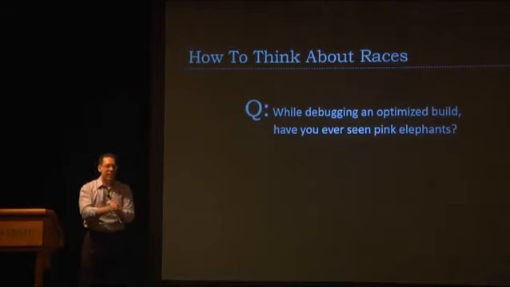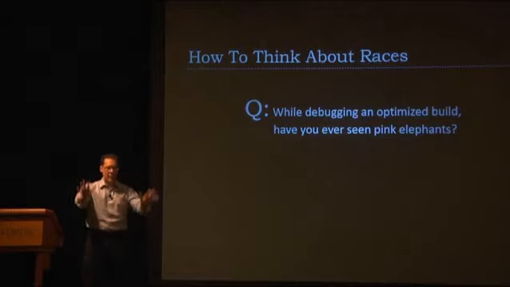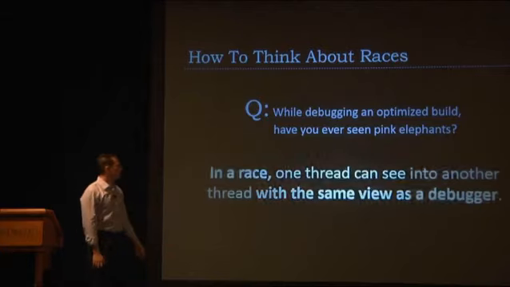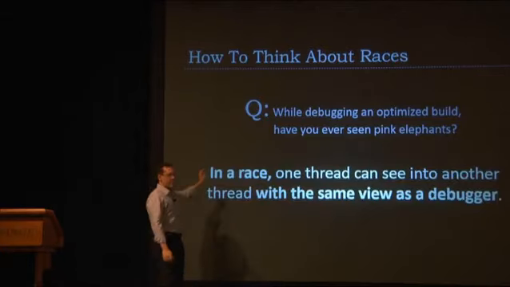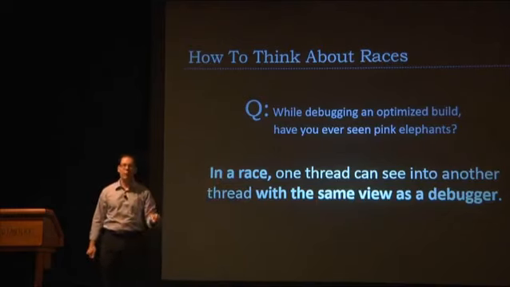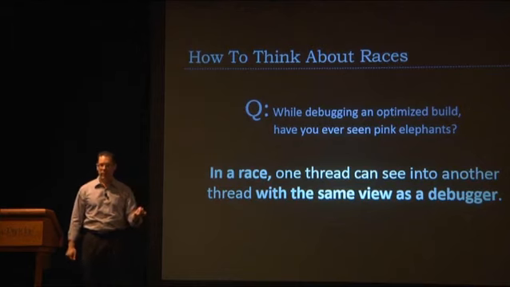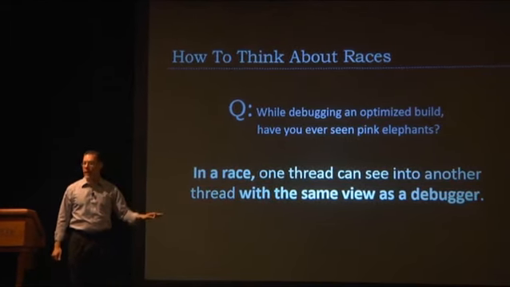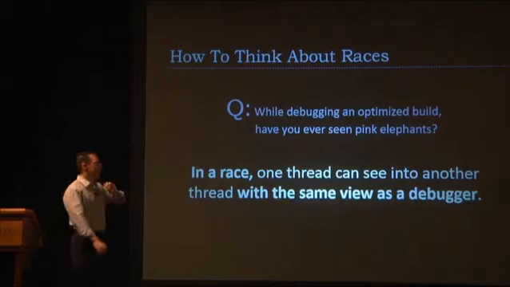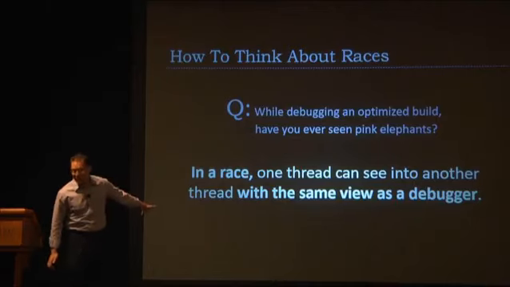Why do you get to see this? The program that you run, as long as it doesn't have bugs, gives the same result either way. It's only if you're in a debugger that you can see these pink elephants. What does this have to do with race conditions? If you write a race condition, one thread can see into another thread with the same view as a debugger. This is flatly true. Anything that you could see in your debugger seat, pink elephants that even you don't understand without a lot of analysis, your thread is going to be helpless when it sees a race.